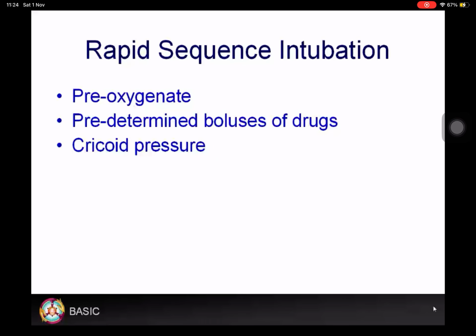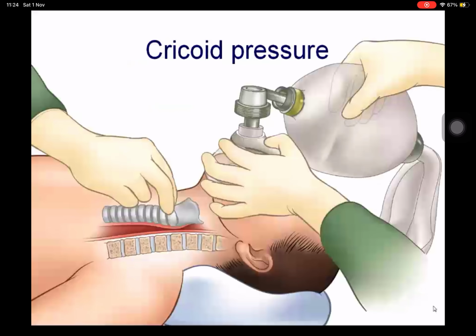To find the cricoid cartilage, first find the thyroid cartilage. Moving caudally, you will then feel the cricothyroid membrane and then the cricoid cartilage. To apply cricoid pressure, place one finger on the center of the cartilage and one finger on each side, pushing the cricoid cartilage backwards to occlude the esophagus.